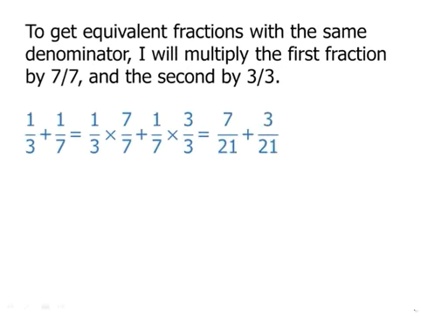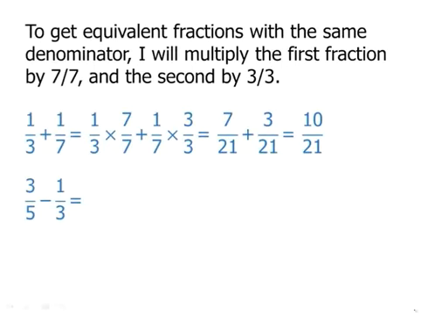I get these fractions. 7/21 is another way of writing 1/3. And 3/21 is another way of writing 1/7. But writing them this way, now they have the same denominator. Now we can just add. 7 plus 3 is 10. We get 10/21. And that's the sum.